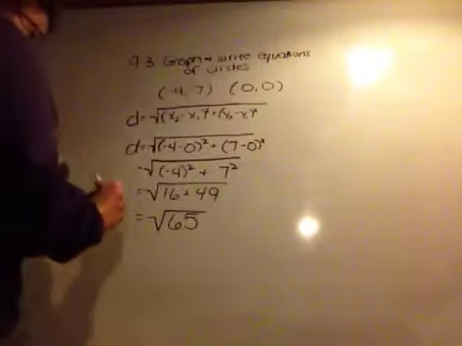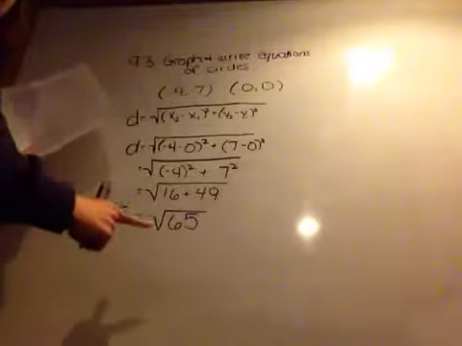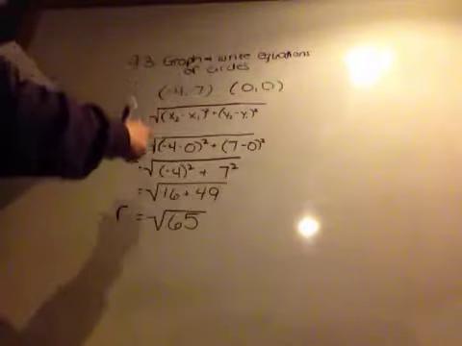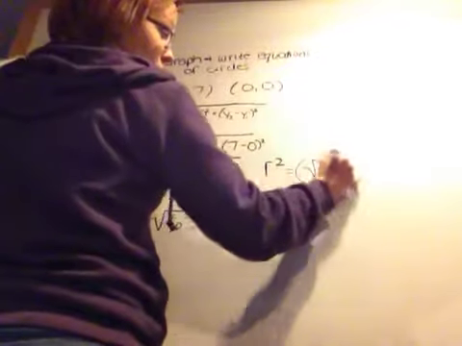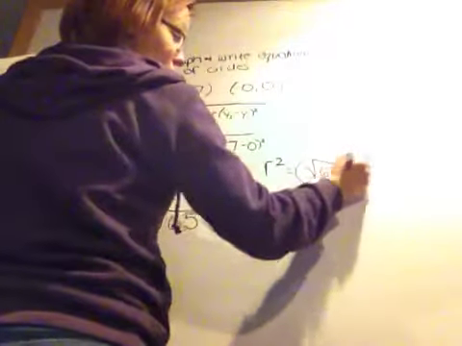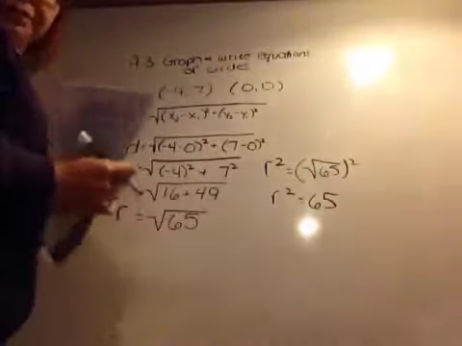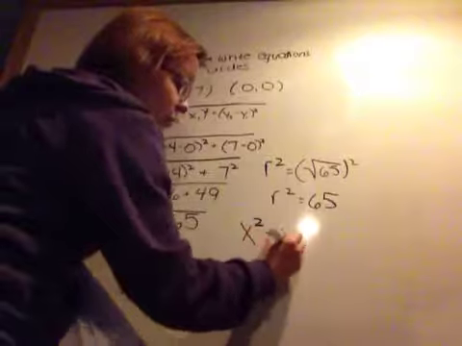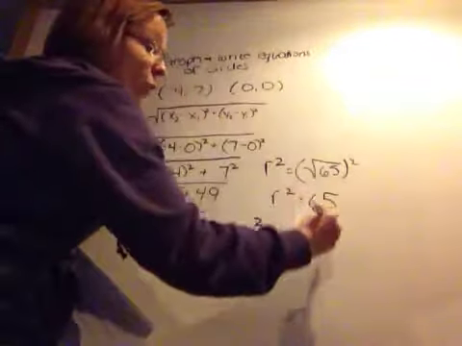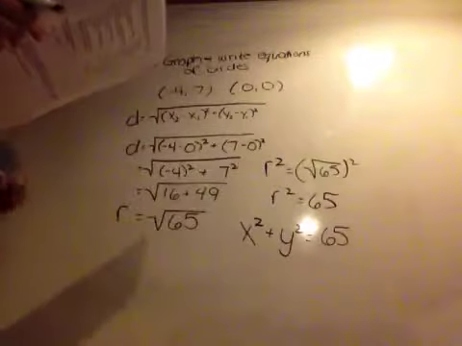So since the distance, which is our radius, is equal to the square root of 65, but our equation of our circle is going to use r squared, we're going to take the square root of 65 and square it and get that r squared equals 65. Now we can write our equation, x squared plus y squared equals r squared, which is 65. And then we're done. We have our standard form of our equation.